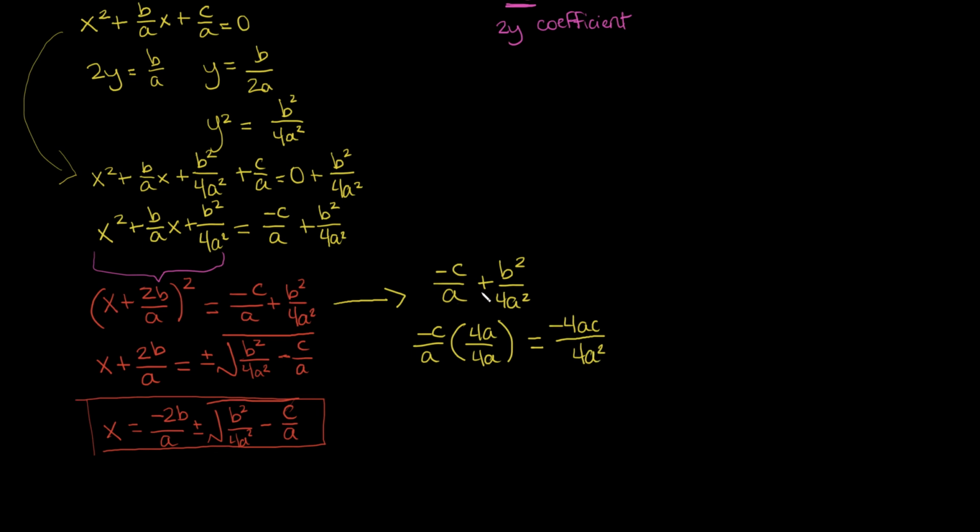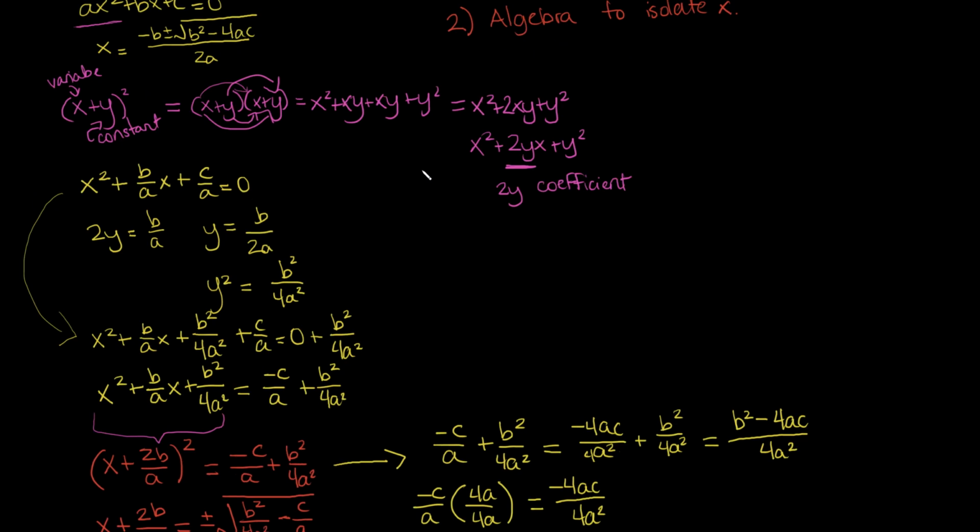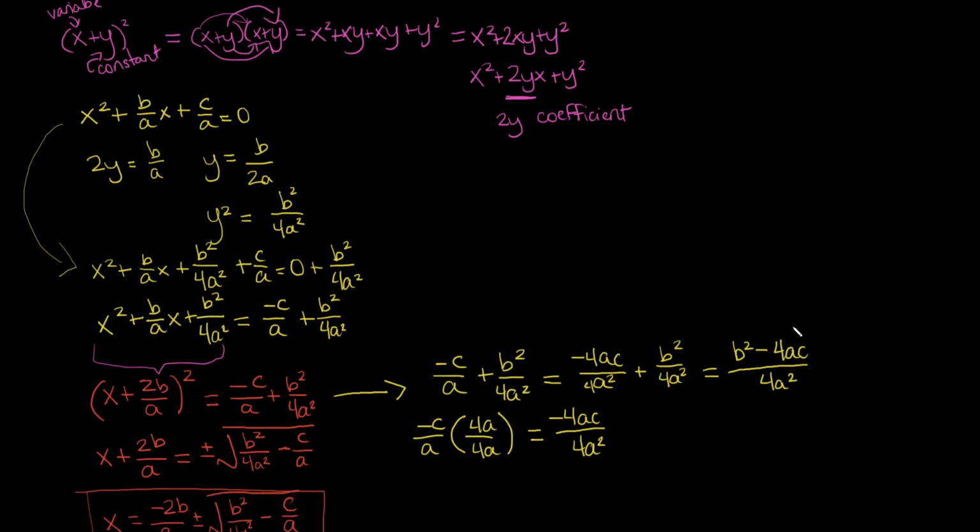So this negative c over a plus b squared over 4a squared is equivalent to writing negative 4ac over 4a squared plus b squared over 4a squared. But now we can say, okay, common denominator, let's just put the addition first now: b squared minus 4ac divided by 4a squared. And you might already be noticing some parallels here. This b squared minus 4ac is pretty similar to what we have in the radical here.